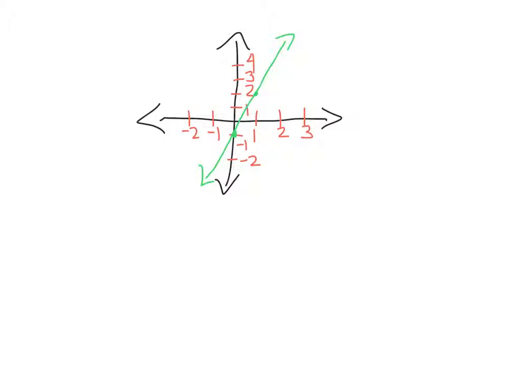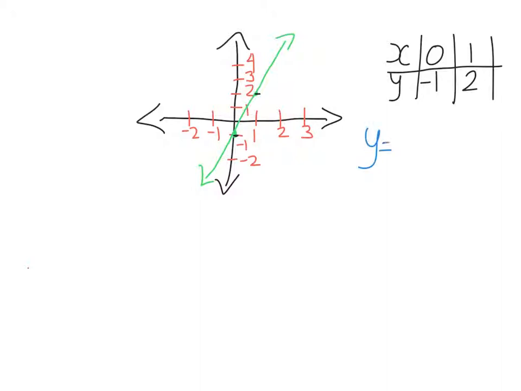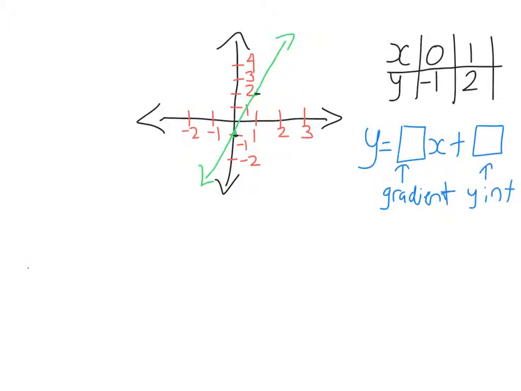So let's now try and find the equation of the line in green. So what we have here are 2 points that it goes through. So we know when x is 0, y equals minus 1. That's this point here. X is 0, y is minus 1. This point here has coordinates 1 for x and 2 for y. So we sort of have a mini table of values. So we can do the exact same thing we were doing. So the equation of the line will be y equals something times x plus something. First box is gradient, and the second box is the y-intercept, or the y value when x equals 0.